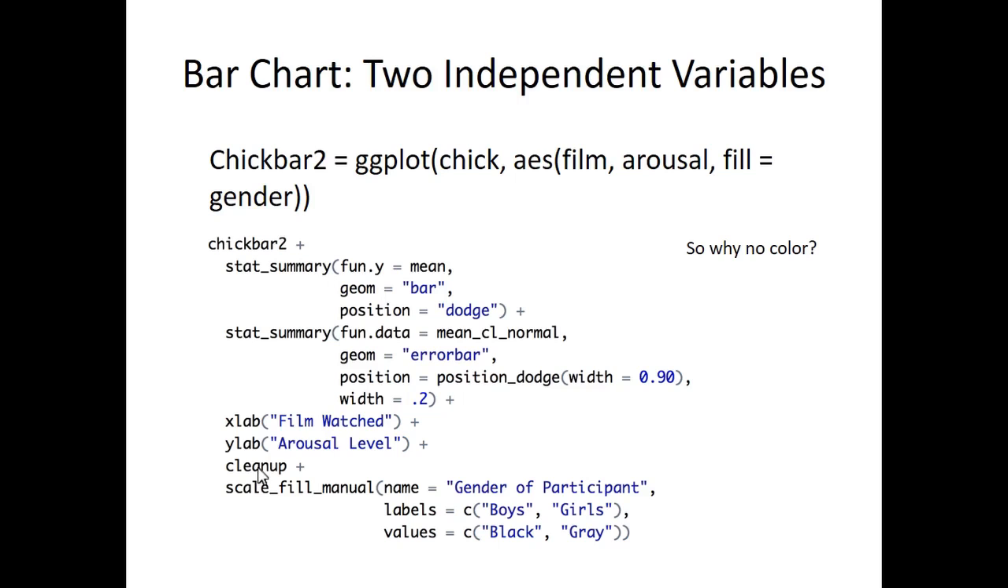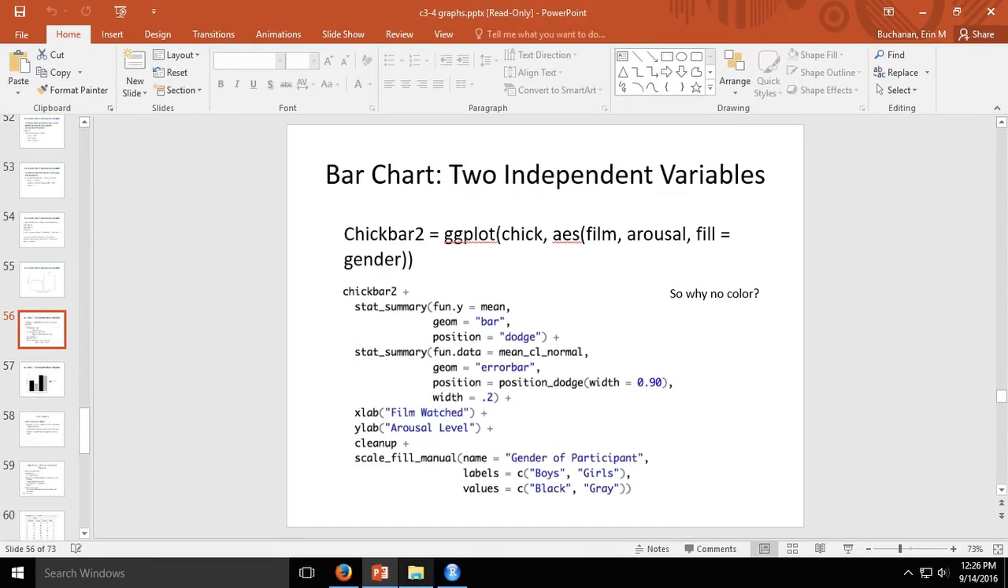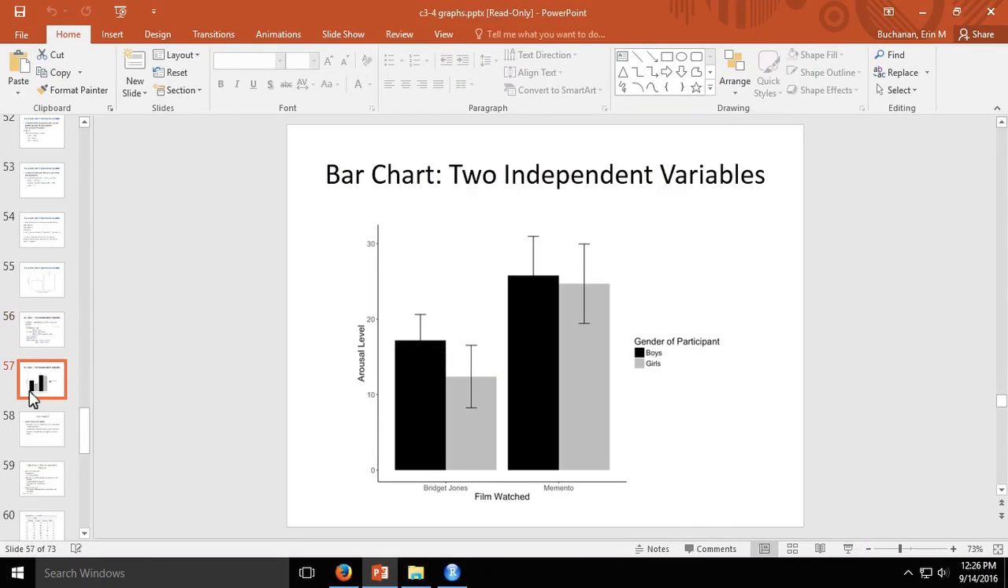Scale fill manual, what we did with our graphs, our scatterplot graphs, and names, labels, and values. Okay. So let's try that. We should get this. Fingers crossed. Okay. So the only bad thing about using black is that I can't see the other half of the error bar. So sometimes you may not want to use it; you could use white and gray, which would also work.